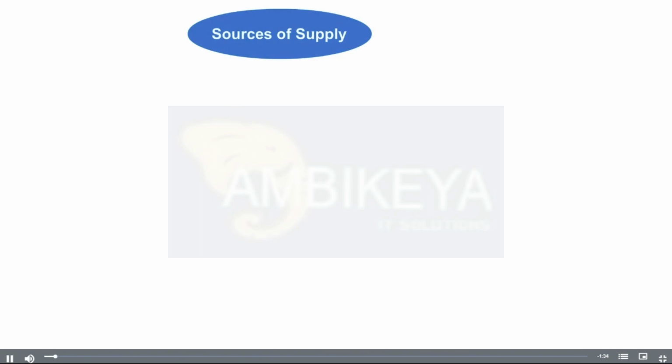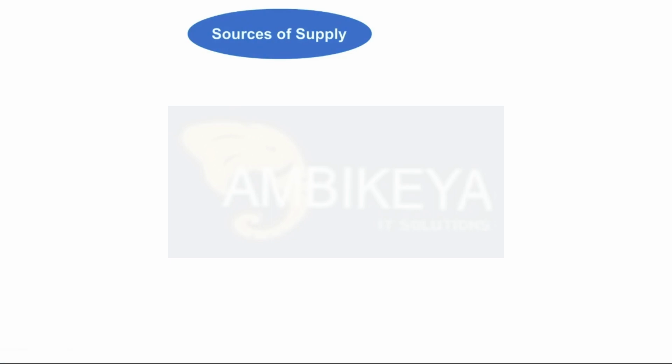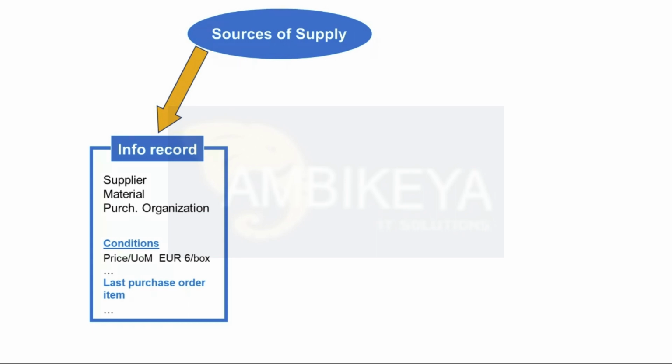For externally procured stock material, that is, procurement type F in the material master record, the following possible sources of supply exist. Purchasing info record. The purchasing info record, or info record for short, is part of the master data of purchasing. It contains data on the relationship between a material or material group and a vendor, such as price, delivery time, special agreements, and so on.